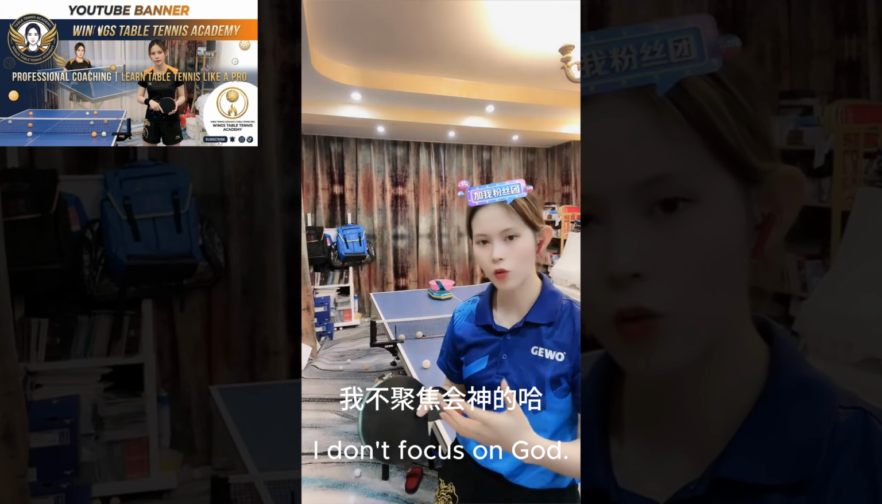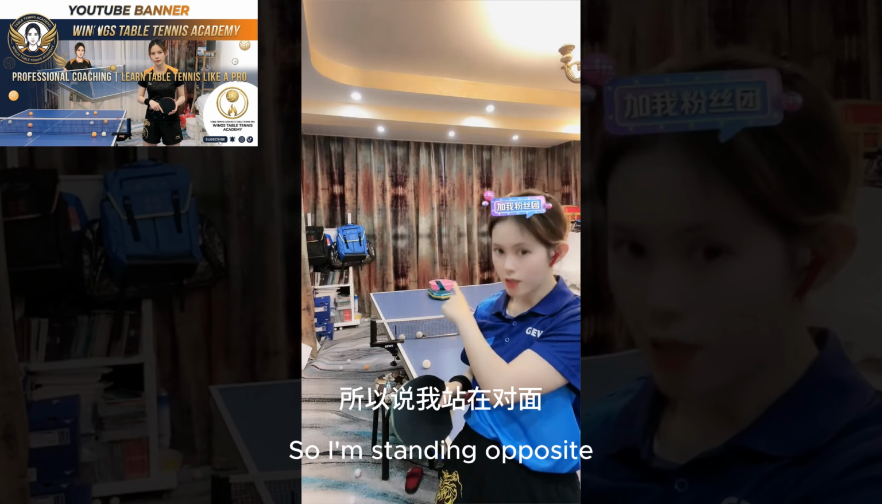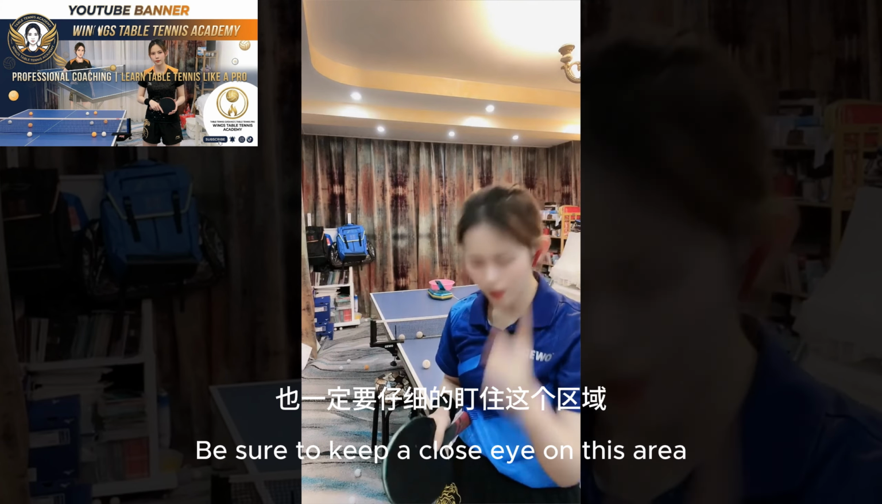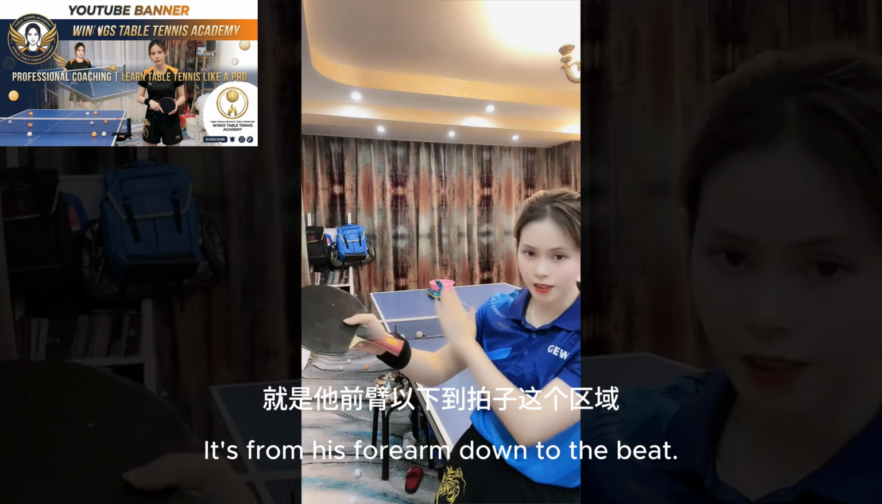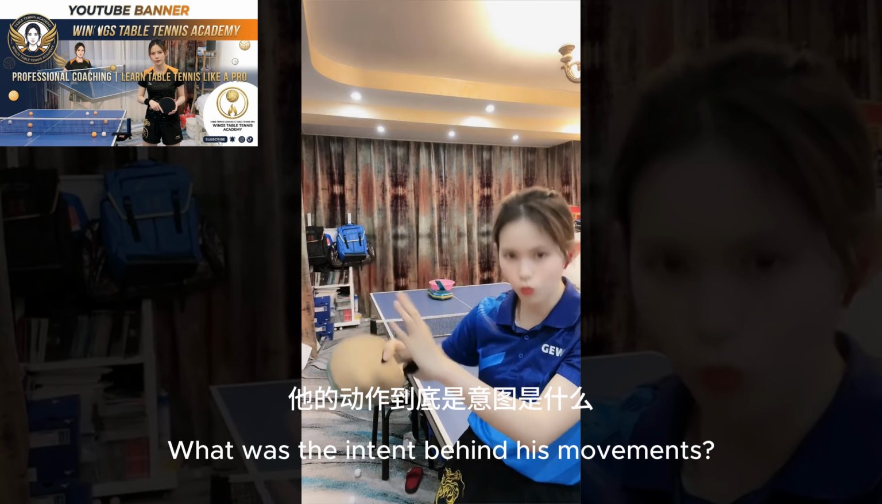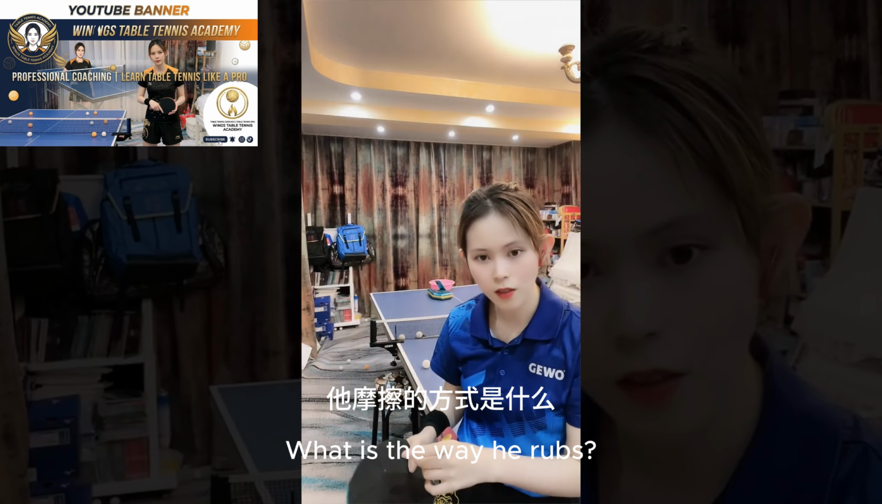So, you know, I'm this close. I'm not paying full attention. I'll be wrong, right? So I'm standing opposite your opponent. Be sure to keep a close eye on this area. It's from his forearm down to the bat. What was the intent behind his movements? What is the way he rubs?